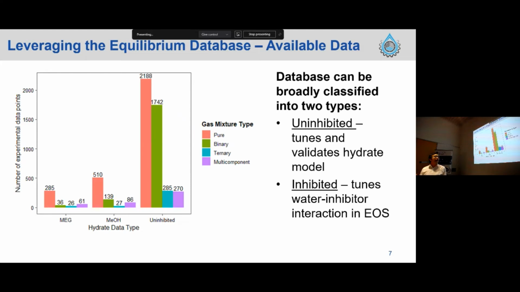This is a high-level breakdown of the type of data that's available in the database, broken down in terms of how many gaseous components you have in the hydrates that form, as well as whether the data is for inhibited or uninhibited systems. In the context of improving hydrate models, uninhibited data is the more important data because we use it to tune and validate the hydrate model parameters, while the inhibited data is used primarily to look at ways we can improve the water-inhibitor interaction in the associated equation of state, as well as improve our uncertainty analysis and safety margins.